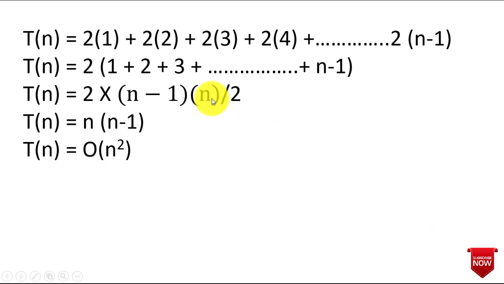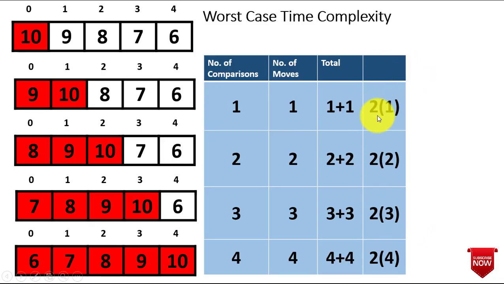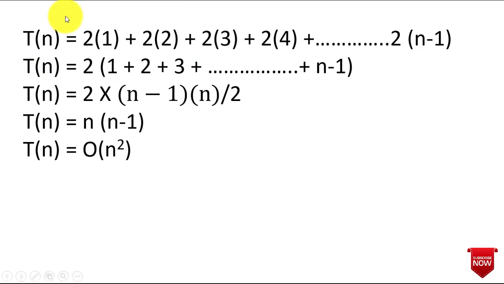Now see, if we add these total comparisons and moves taken by the example, then generalize it and find the time complexity of insertion sort in worst case. So Tn, that is the representation of time complexity: 2 into 1 plus 2 into 2 plus 2 into 3 plus 2 into 4 plus, if we generalize it, suppose n elements are there, then we require number of passes, that is n minus 1. So we will take up to n minus 1 for the general term.